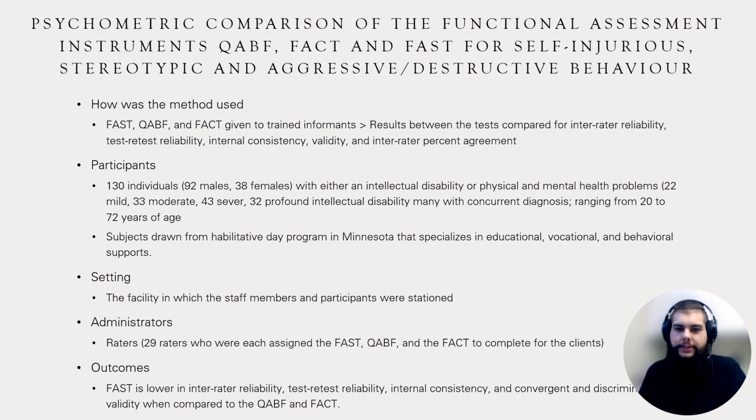As for the outcomes of the study, it has been shown that both the QABF and the FACT have much higher inter-rater reliability, test-retest reliability, internal consistency, convergent and discriminant validity than the FAST does, making the FAST lacking in comparison to the other similar methods according to the data of the study. However, it should be noted that both the QABF and the FACT follow similar subscales, which could partially explain the vast differences in these results.